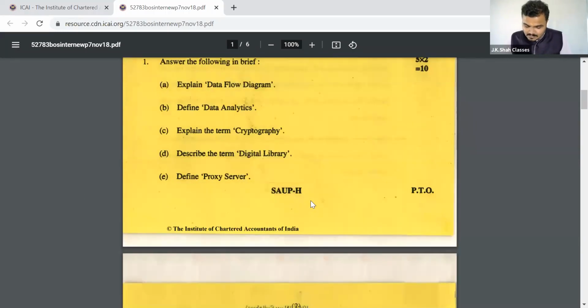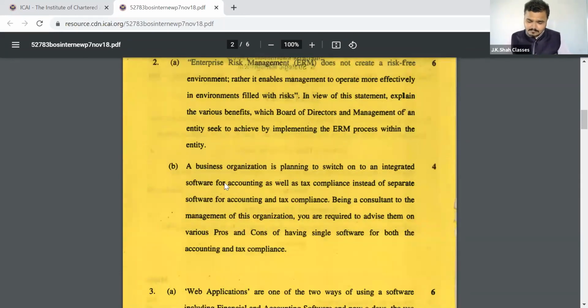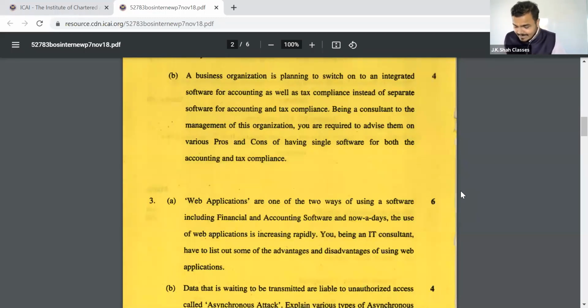Yes, sir. Now, question number 2B. A business organization is planning to have an integrated software of accounting and tax compliance together. Yes, sir. Instead of separate software, being a consultant to the management, write down the advantages and disadvantages of both. That's chapter number 2, last question. We had already done it. Yes, sir. Question number 3A, my dear child. Please concentrate on the screen and be energetic, please.